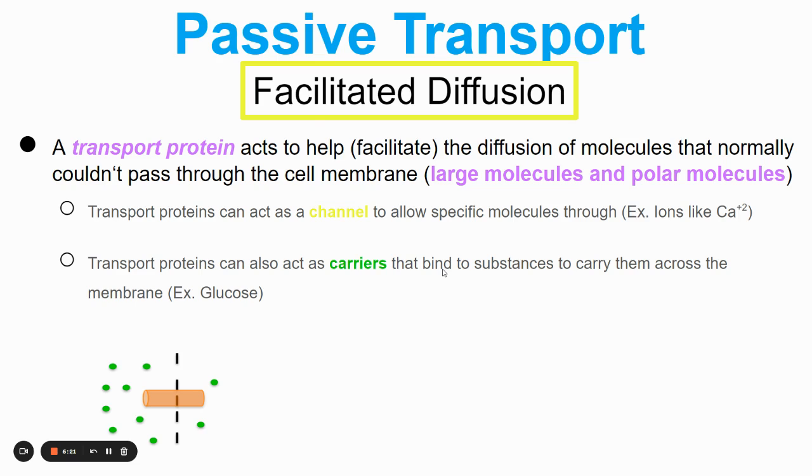So here's our picture again. It's still diffusion. We're still going from our area of high concentration to our area of low concentration. We're just getting a little assist here from the channel, and that's why we say it's been facilitated. And over time, we're going to reach equilibrium.